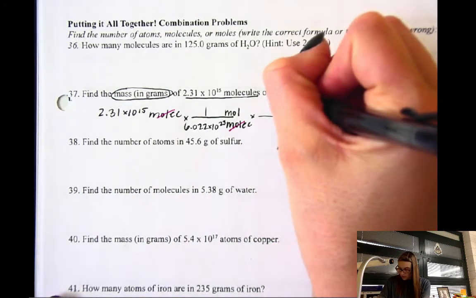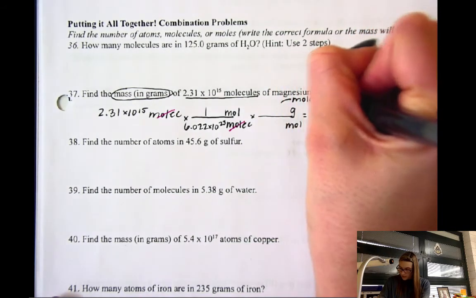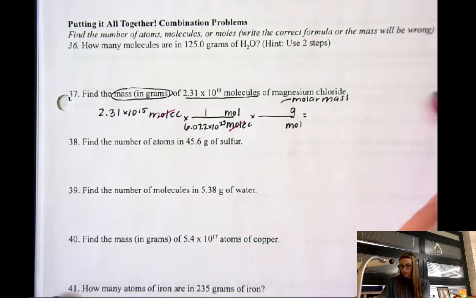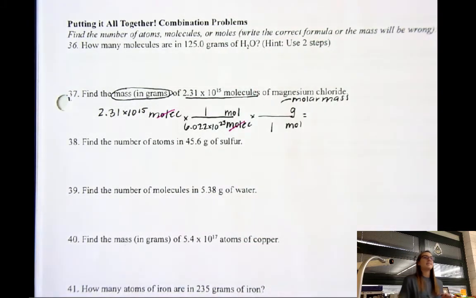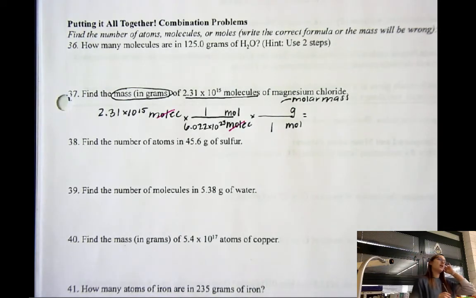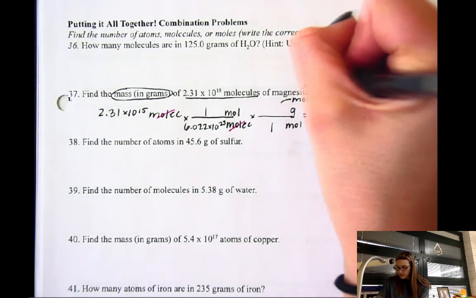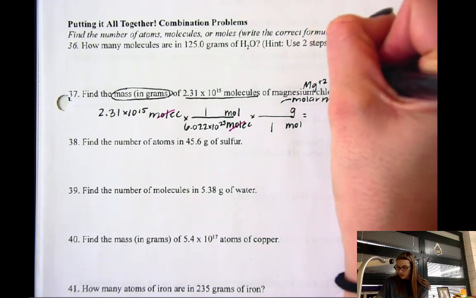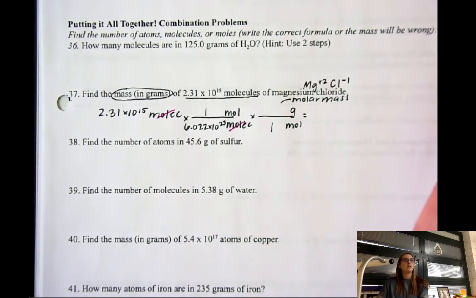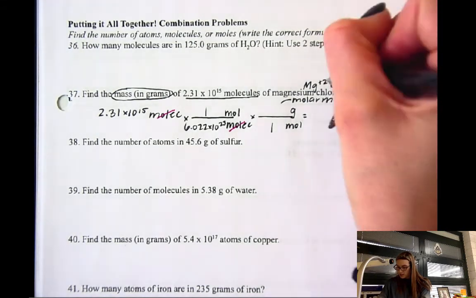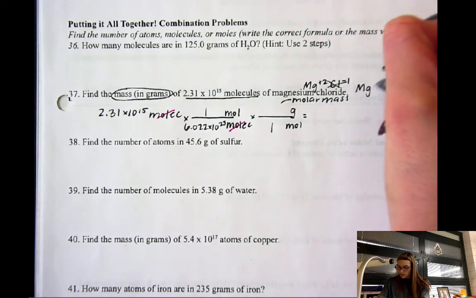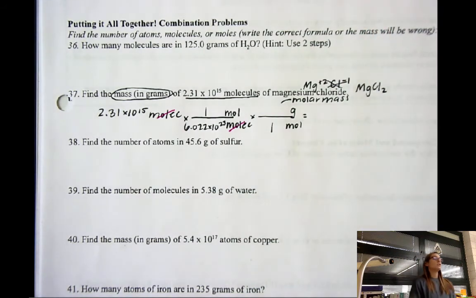To go between grams and moles, we need the molar mass. The molar mass is the mass of 1 mole. So the last thing that we need to do before we can actually solve is figure out what the molar mass of magnesium chloride is. So magnesium chloride, magnesium is Mg plus 2. Chloride is Cl, that's minus 1. I'm writing the formula right now. This is ionic. Crisscross. Magnesium chloride is MgCl2.